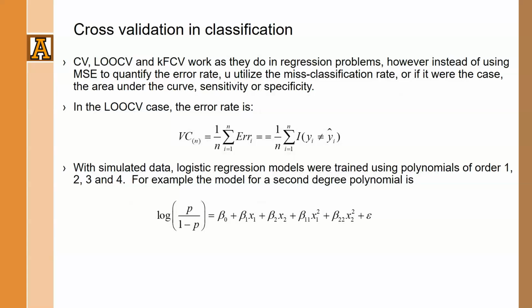Now in classification, nothing changes. The only thing that changes is that instead of the mean square error, we could use the error rate, which is the misclassification rate, or we could use, for example, the area under the curve, the ROC curve, if data is not balanced.